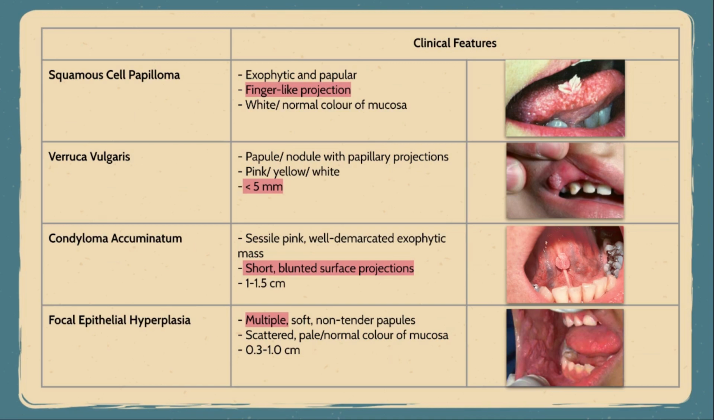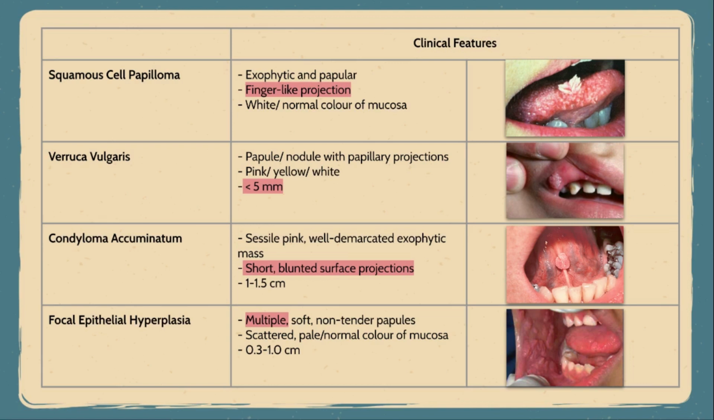Squamous cell papilloma can be seen as an exophytic, papular, finger-like projection with white or normal color of mucosa, while verruca vulgaris is seen as a papule or nodule with papillary projections with pink, yellow, white color. It rapidly enlarges to a maximum size of less than 5 mm. The third one is condyloma acuminatum, which shows a sessile pink, well-demarcated exophytic mass and short, blunted surface projections that is larger than papilloma, which is around 1 to 1.5 cm.